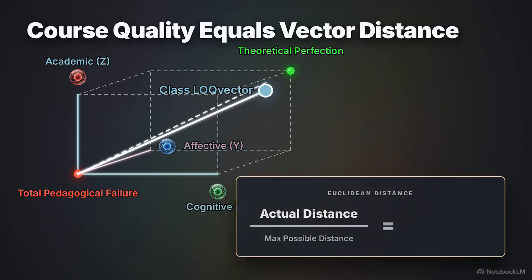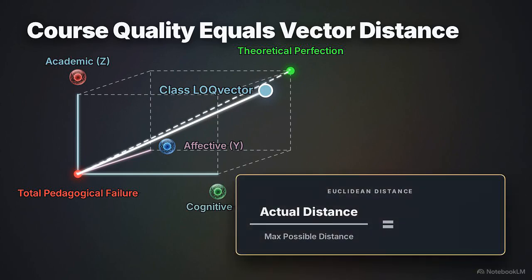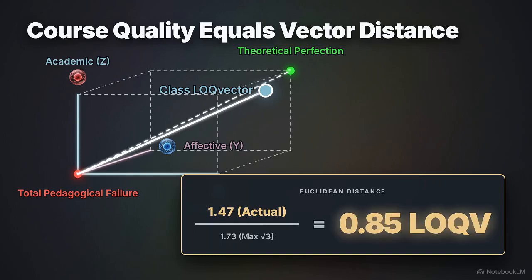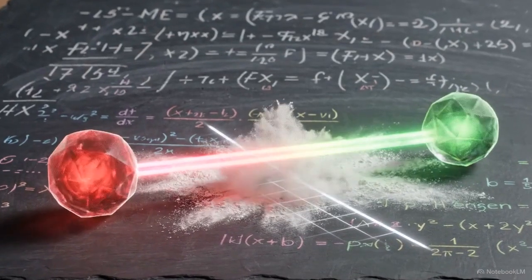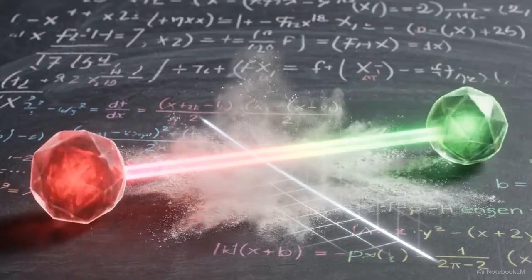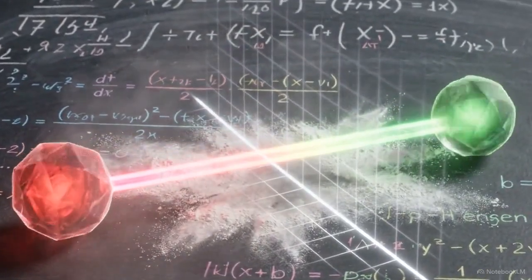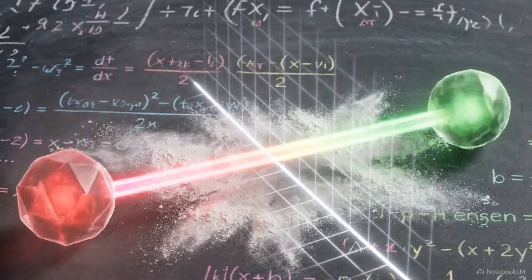This specific ratio generates the learning object quality value, giving the instructor a definitive, objective metric of exactly how well the material is performing. Pedagogical quality is no longer an abstract feeling or a delayed survey result. It is a literal, mathematically derived physical distance inside a vector space.